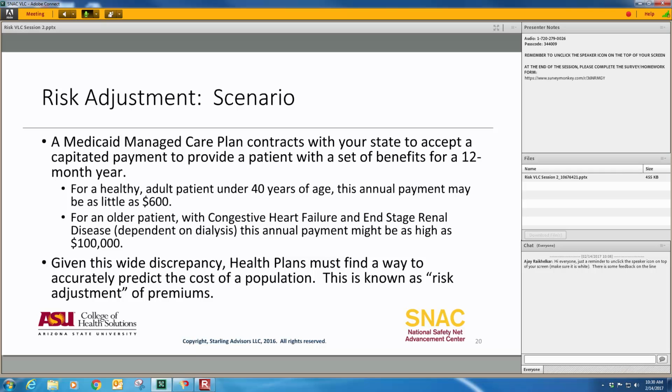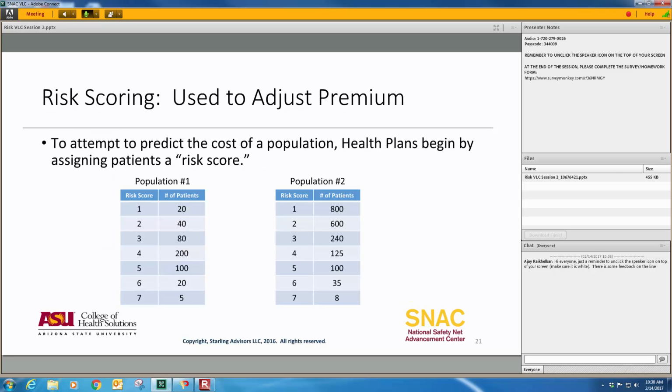So given this wide discrepancy, the health plans have developed this capacity known as risk adjustment of premiums to more accurately predict the cost of a population. And what that gives them is some leg up in the negotiations with the state about how much they need to be paid to assume the financial risk for that population. As you can imagine, having a few more patients in the $100,000 category than anticipated can really sink the financial success of a plan. And if you as a provider ever consider operating under a financial model like capitation, you can certainly see how risk really becomes an important concept to understand.